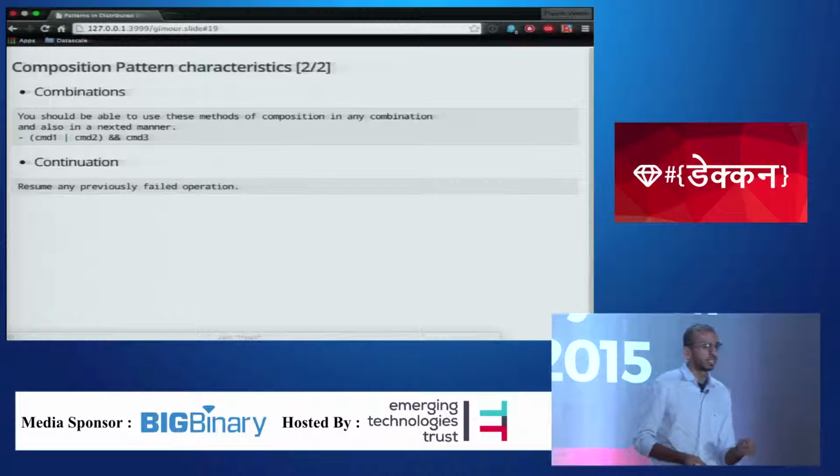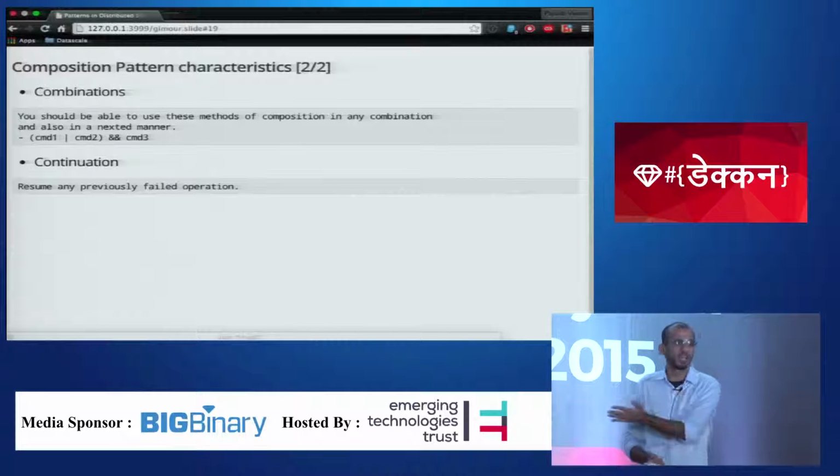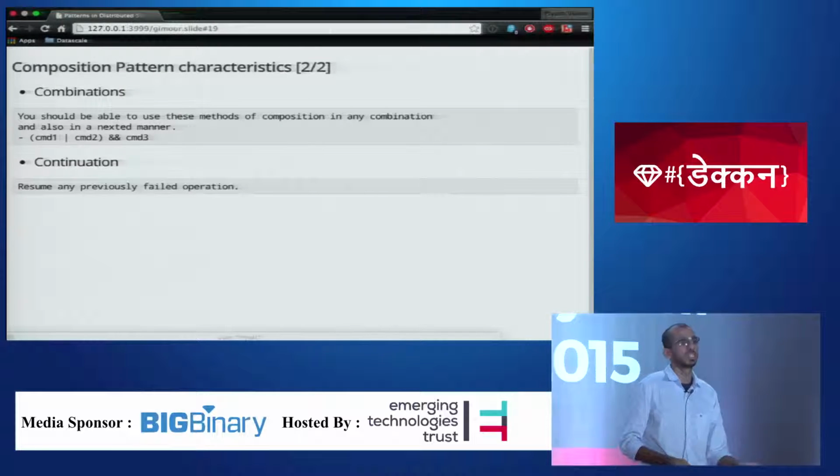Every Gilmour request, if it's a part of the composition pattern, it will also give you a continuation. So if you have a request which had 5 things to be done, and the request fails at the 3rd command, you can still have the continuation and perform those commands later, the rest 4th and the 5th one.